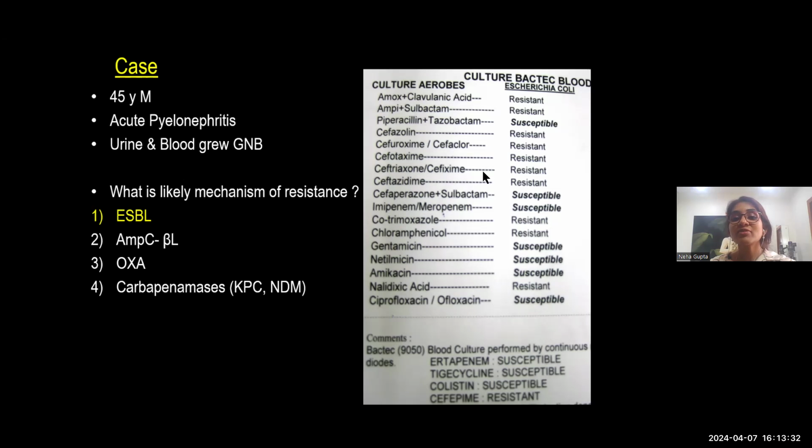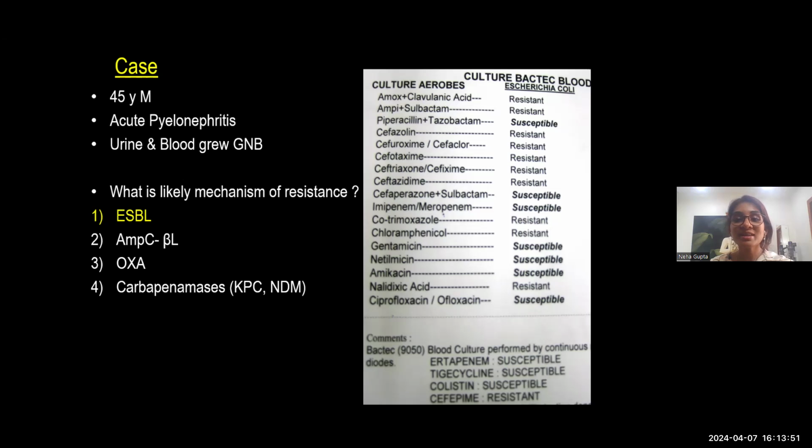Here we have ceftriaxone and ceftazidime, which are resistant. The BL-BLI combinations, piperacillin-tazobactam and cefoperazone-sulbactam, are susceptible. Imipenem and meropenem are susceptible as well. And we have cefepime, which is resistant. So this is very likely an ESBL.